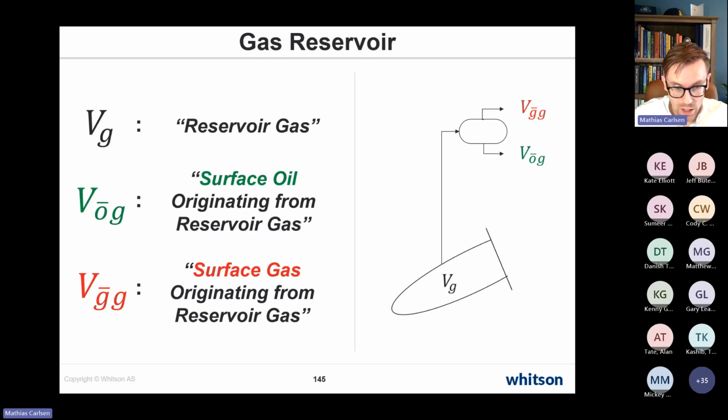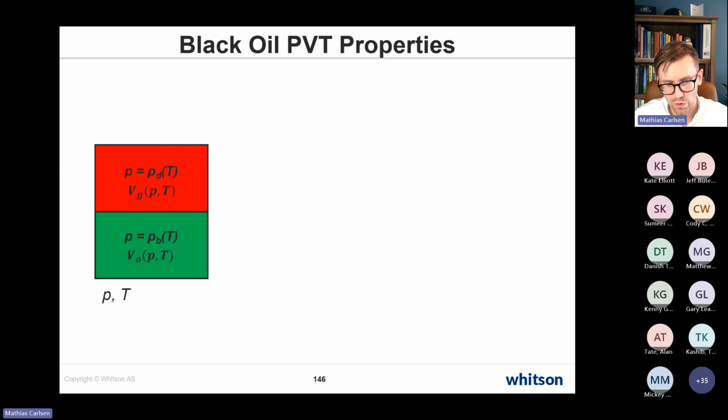For a gas reservoir, it's the opposite. We have reservoir gas, VG, surface oil from the reservoir gas phase, VO hat G, and the surface gas originating from the reservoir gas is VG hat G. Why that makes sense, and why you need a distinction between the two, is that if you're producing below the saturation pressure, you have two phases in the reservoir.